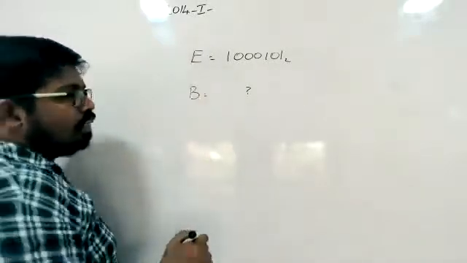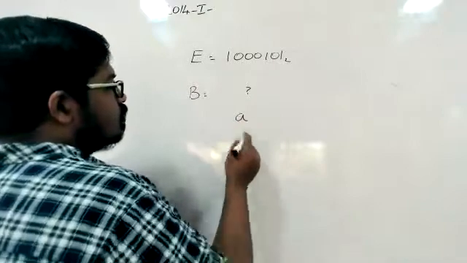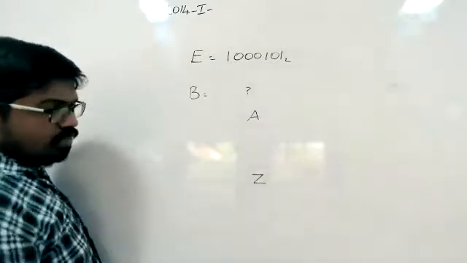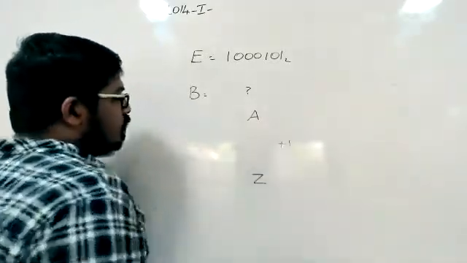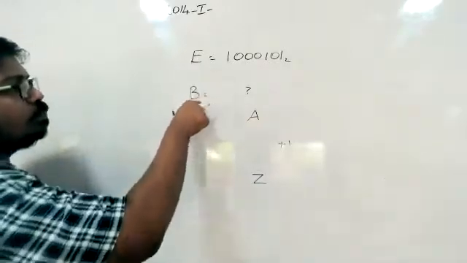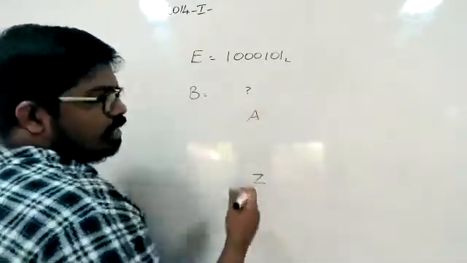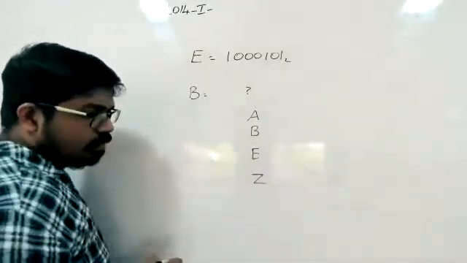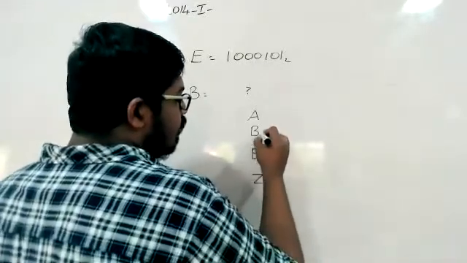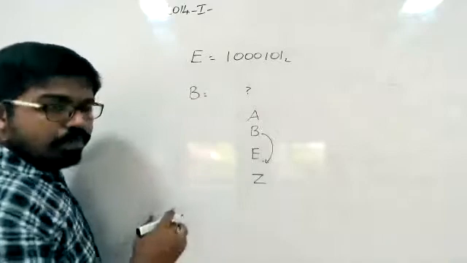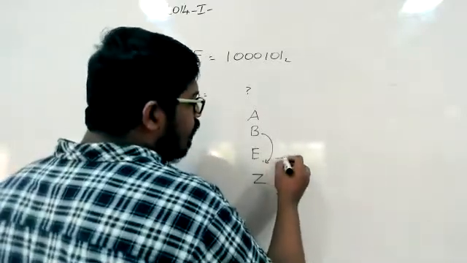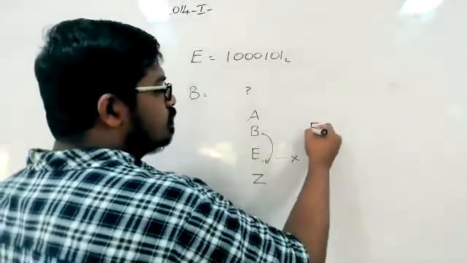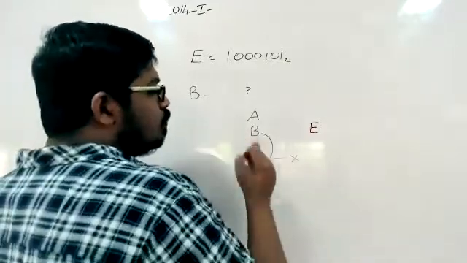We already studied that the order is capital A to capital Z, and there will be one value increase each time. So this is E, this is B. When we consider the position, B will be here, E will be here. So E is greater than B, but the given value is E, so you have to subtract certain numbers to find B.